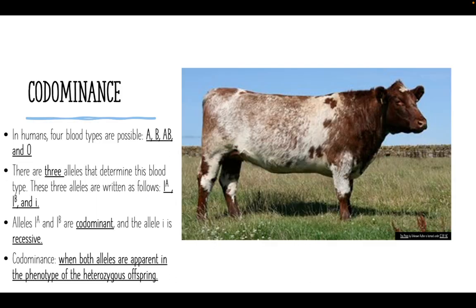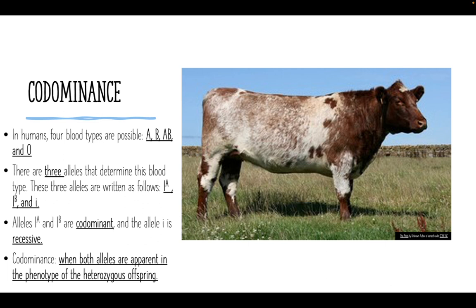We also have this thing called co-dominance, where in humans 4 blood types are possible: A, B, AB, and O. And there are actually 3 alleles that will determine this blood type. So the alleles are IA, IB, and lowercase i. Alleles IA and IB are codominant. The allele lowercase i is recessive. So codominance is when both alleles are apparent in the phenotype of the heterozygous offspring.